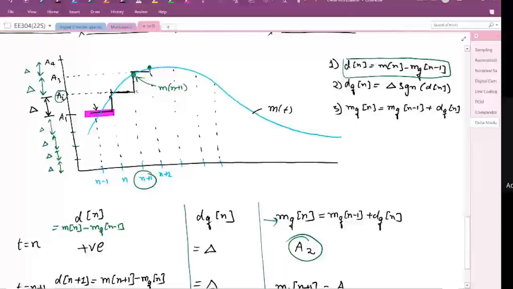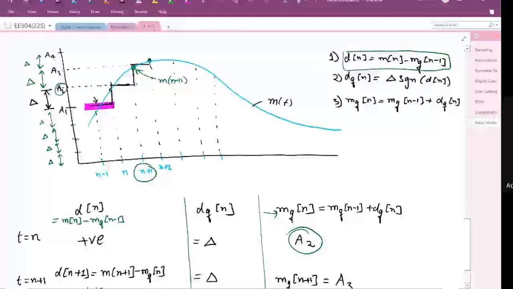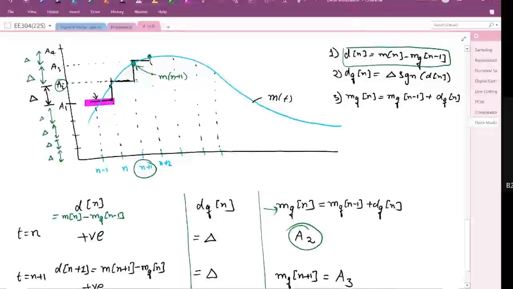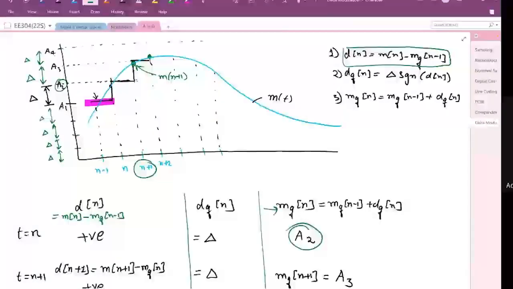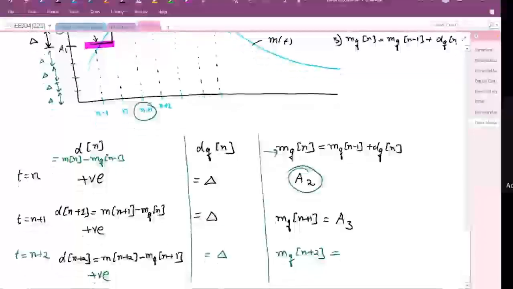If this is positive, then mqn can only have an increment or decrement of del. So what is this value? Mqn plus 2 becomes A4. And let's say that A4 level is this. So this becomes A4.